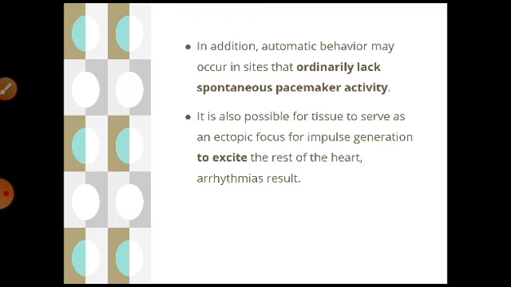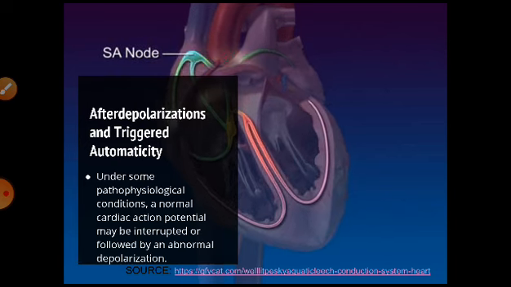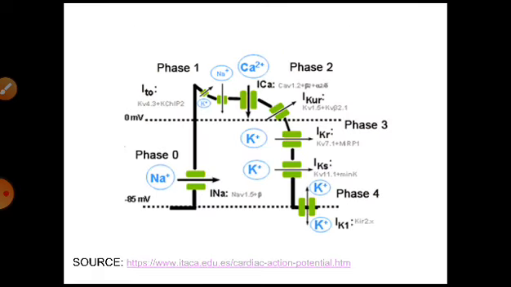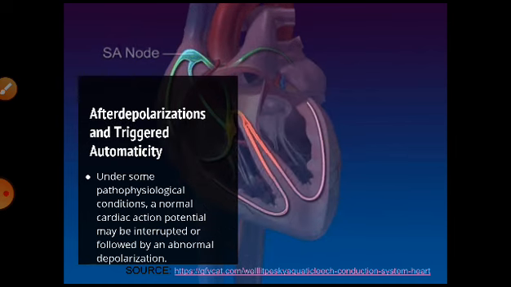It is also possible for tissues to serve as an ectopic focus. These are areas which should not produce impulses, but are producing them right now. These tissues or areas we call ectopic foci, right? So this is the one condition: what happens in the case of enhanced automaticity because of these neurotransmitters.